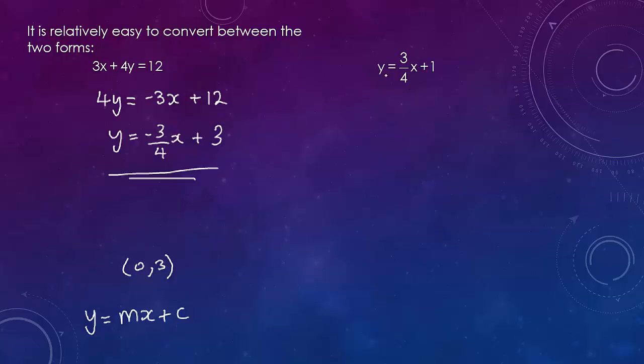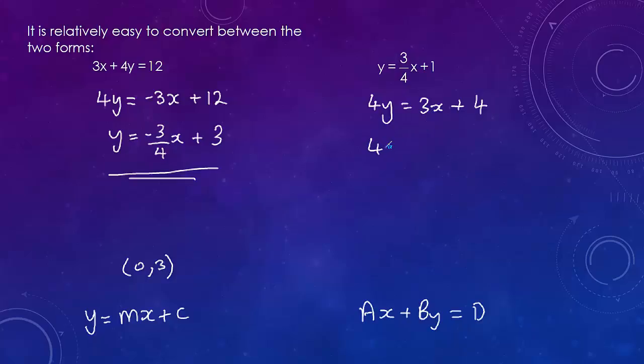Now we have a line that's given to us in gradient intercept form. And remember, we want to write that into the form ax plus by is equal to d, with a, b, and d all being integers. So I'm going to multiply through by 4 to start with. So 4y, if we multiply this by 4, the 4's cancel and we get 3x. And don't forget to multiply the 1 by 4 as well. Now just bring the 3x to this side, so we'll have 4y minus 3x is equal to 4, so that's one way of doing it.